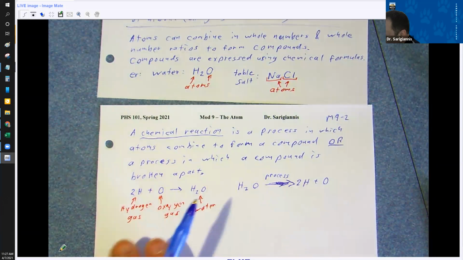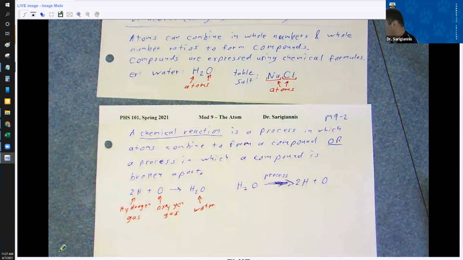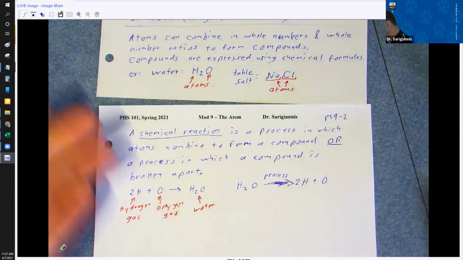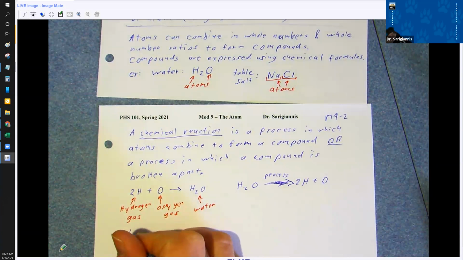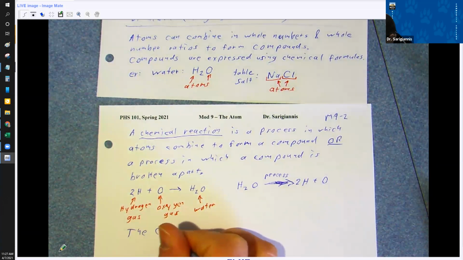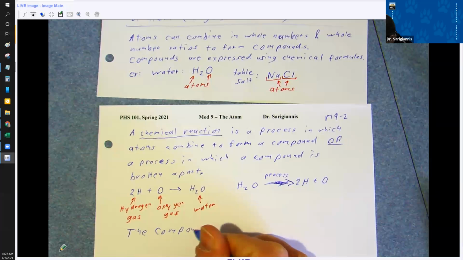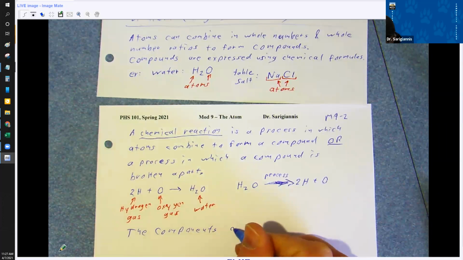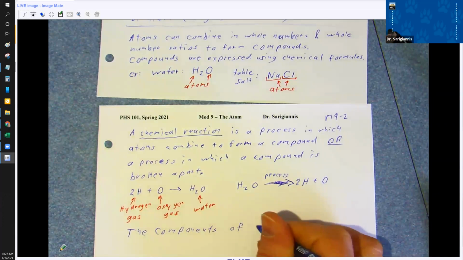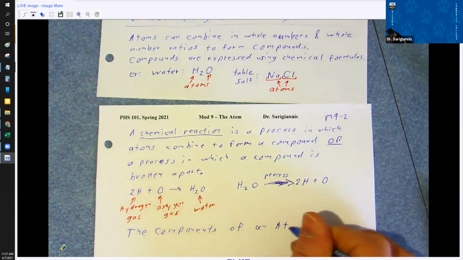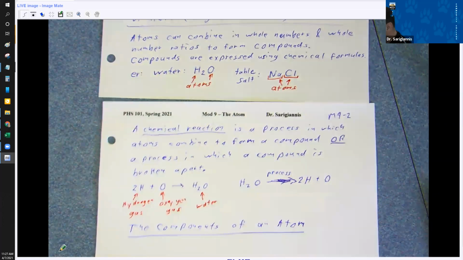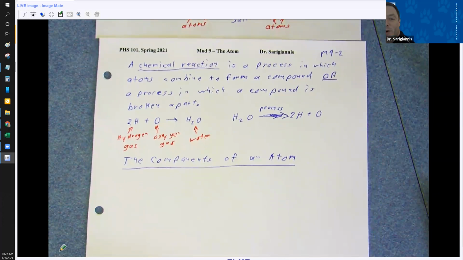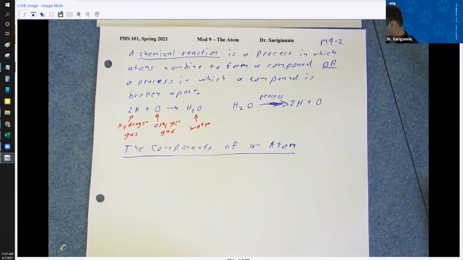Now you can also take compounds and make other compounds, right? But it's this whole interplay between atoms and compounds and breaking things down. All right, let's look at the components of an atom now. This is going to inform our understanding of things later on.